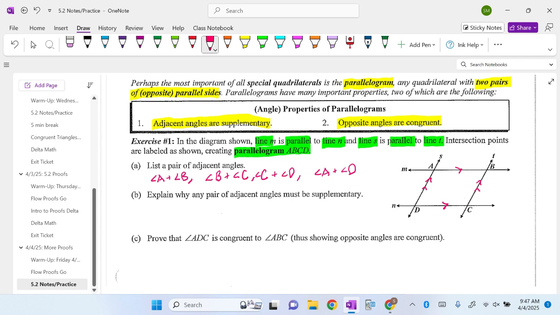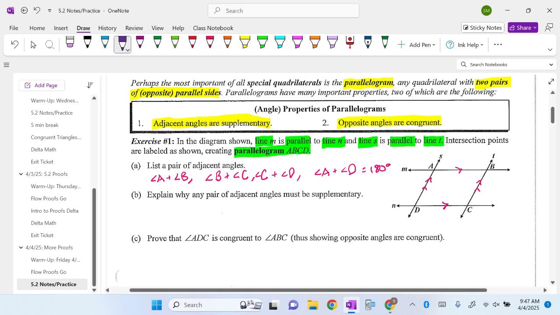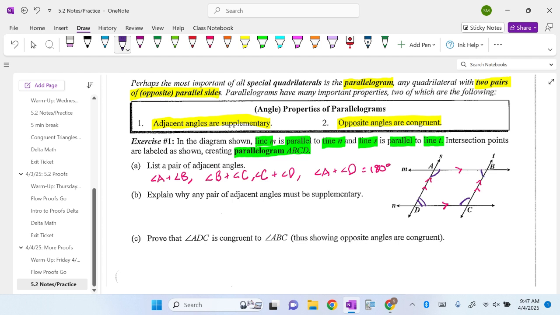And again, all of these would equal 180 degrees because they're supplementary. Now, why do you think that is? So let's think about this logically. What is the total number of degrees that all the angles of a quadrilateral add up to? 360. Now, we also know that the opposite angles are congruent. So that means that these two are congruent and these two are congruent. All right. So we're going to explain how those pairs are supplementary.